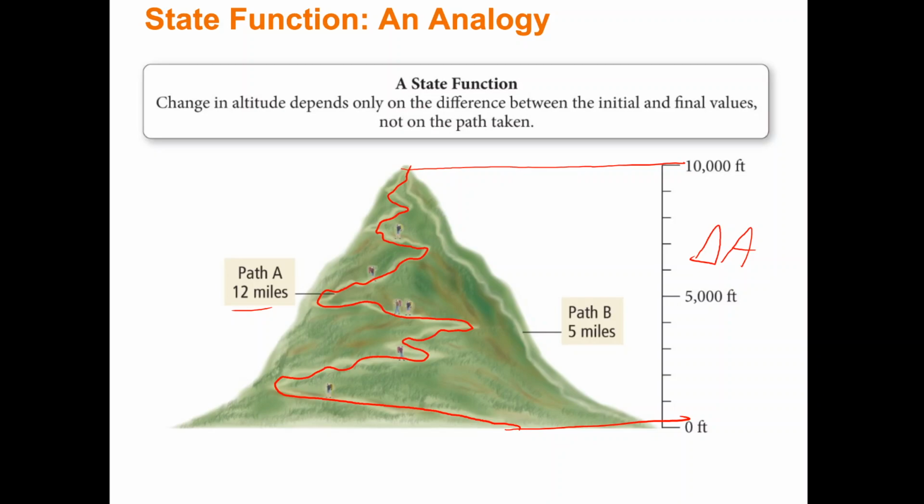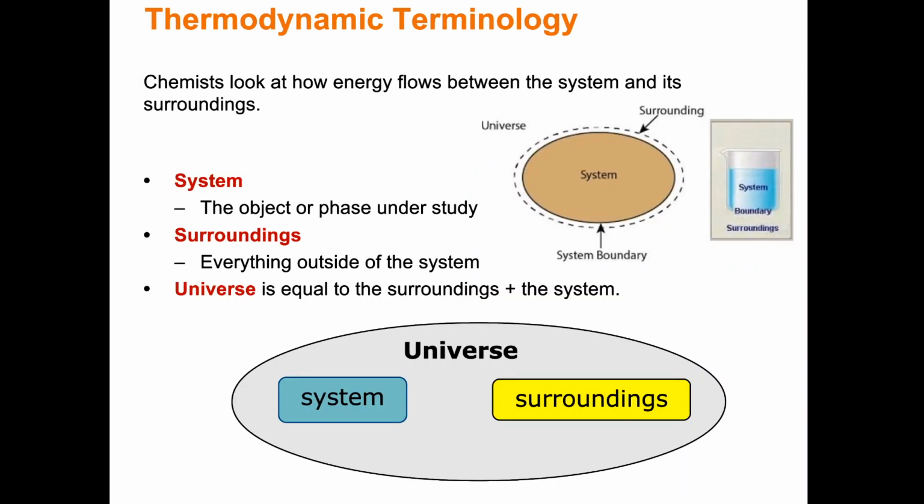Okay, so there's some more terminology here. Chemists look at how energy flows between the system and its surroundings. So we're going to define a few things here. The first thing we'll define is the system. The system, generally speaking, is the object or phase of matter that's under study. Okay, so we have an abstract definition here, and we have more of a practical definition.